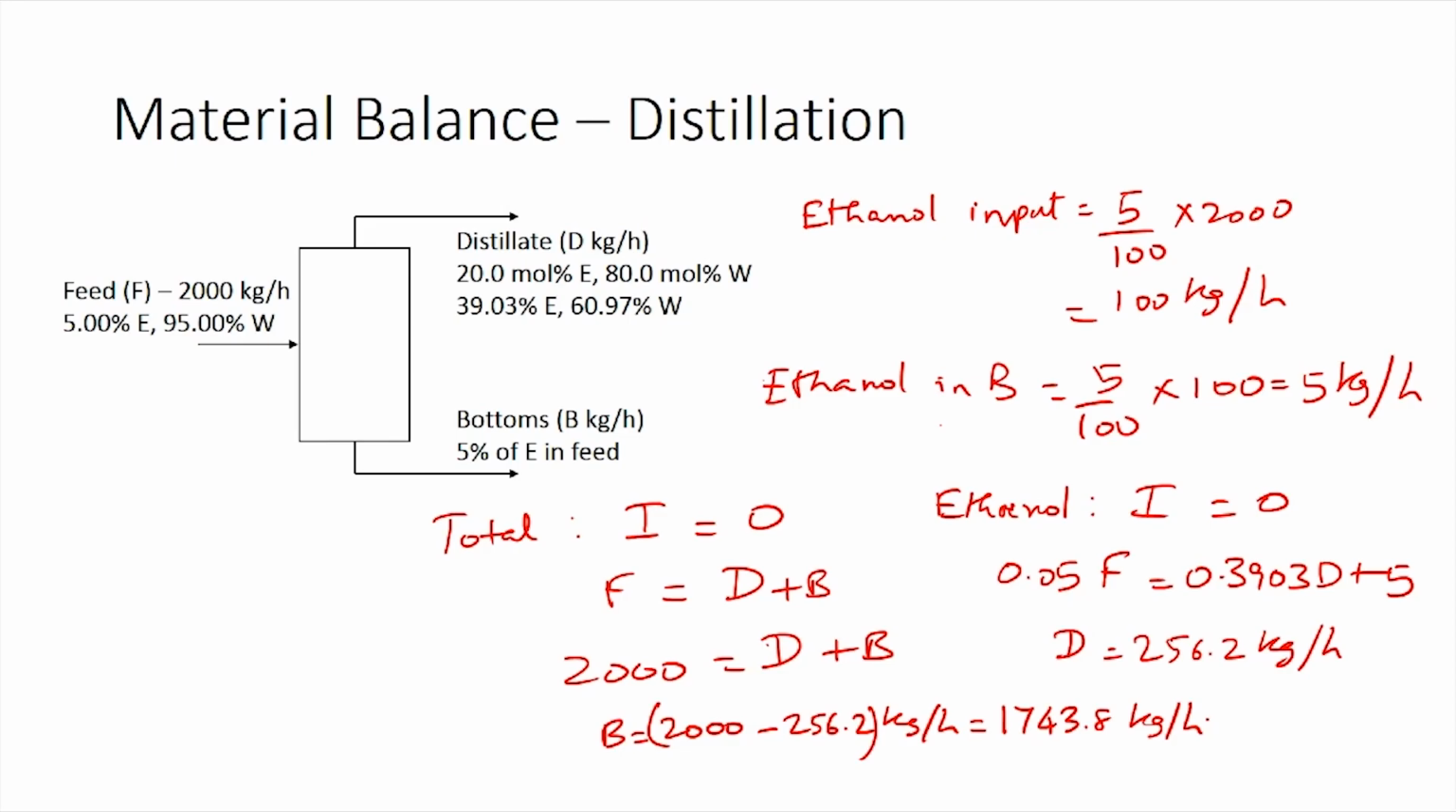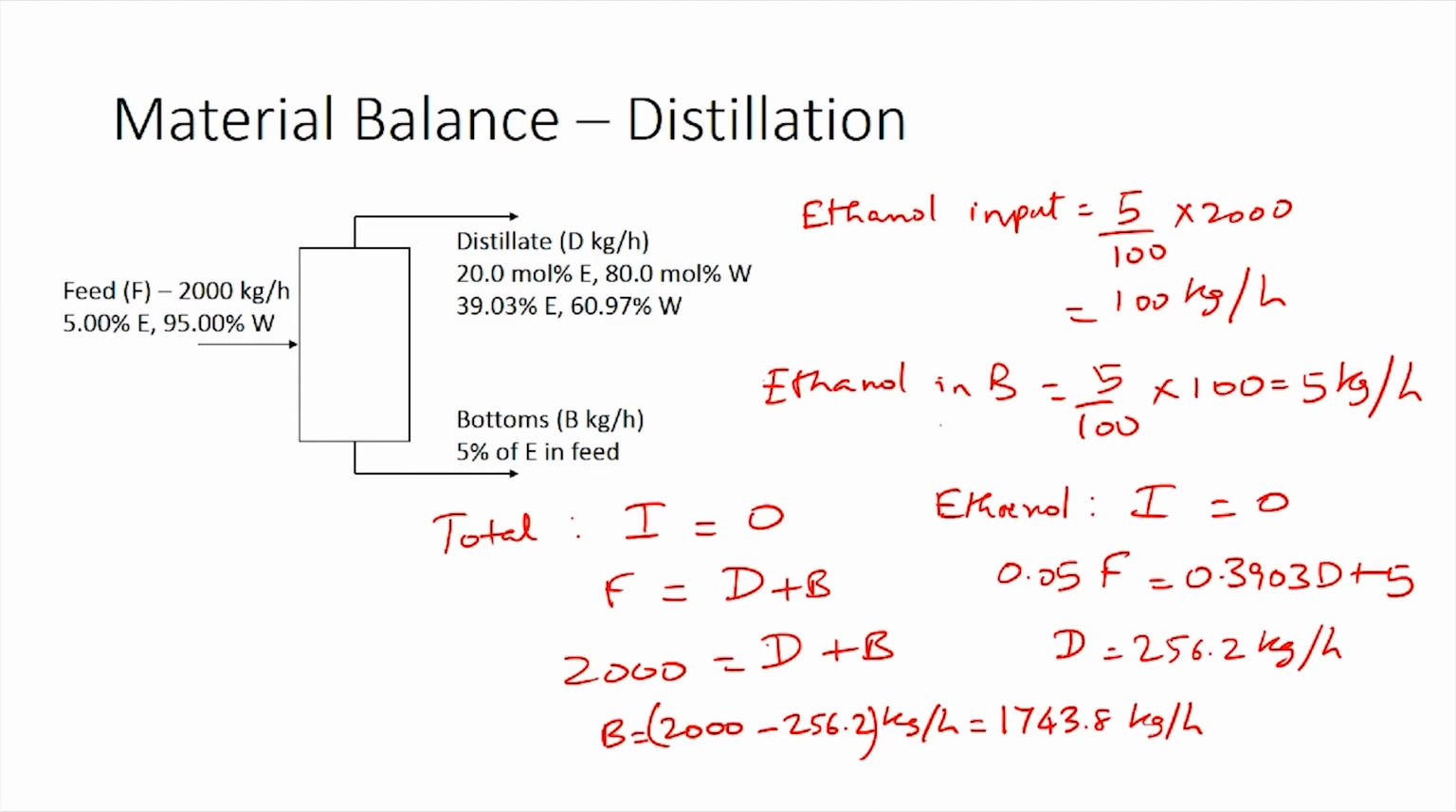We need to calculate the composition of the bottom stream so that all the information that is required from the problem is complete. To calculate the mass fraction of the bottom stream, we have the information about the mass of ethanol leaving the system through the bottoms and the total mass of the bottom stream.